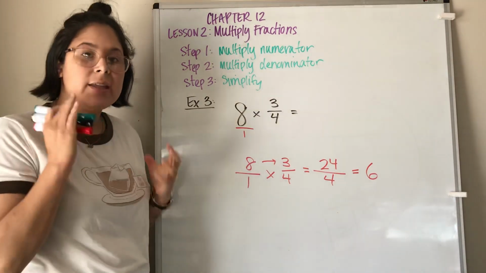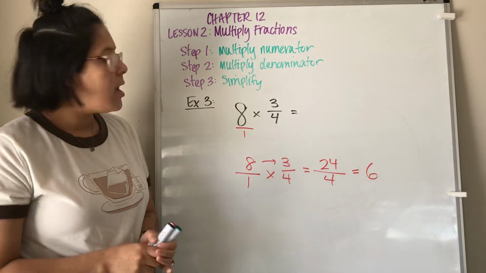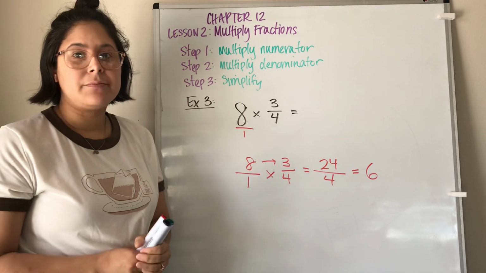All right, so this is going to be easy today. All you're doing is multiplying straight across and then simplifying. Don't forget, you need to make sure that you simplify. All right? All right, guys.